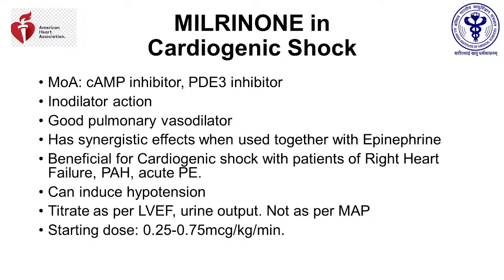Can induce hypotension, obviously, as it is a vasodilator. It should be titrated as per the LV ejection fraction and urine output, not as per the MAP of the patient. Starting dose is 0.25 to 0.75 mcg per kg per minute.